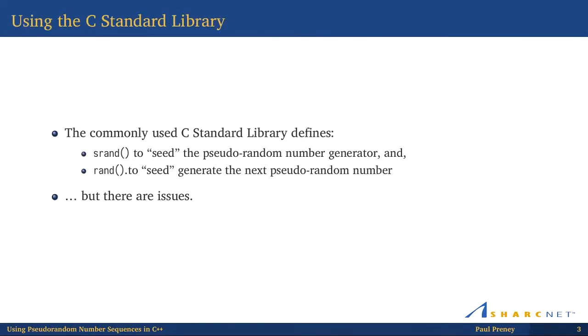So let's just start off with using the C Standard Library. If you know C at all, you probably have used the srand function to provide a seed for your pseudo-random number generator, and the rand function to get the next value from it. And the reason I'm using the word pseudo, and I'm going to start dropping it, is pseudo means false. These aren't really random numbers because these are algorithms that generate numbers that we hope are random.